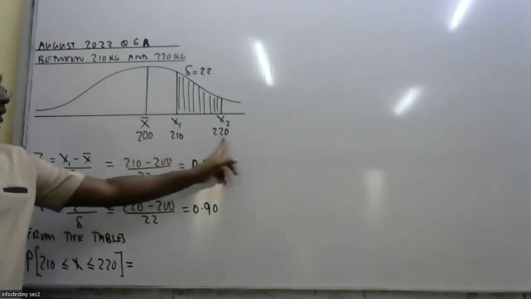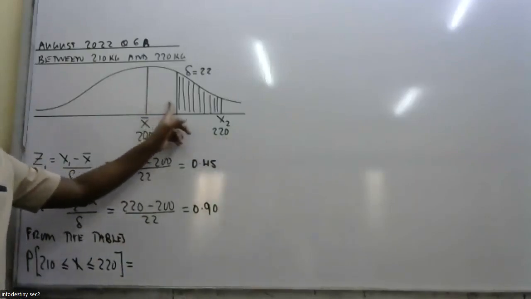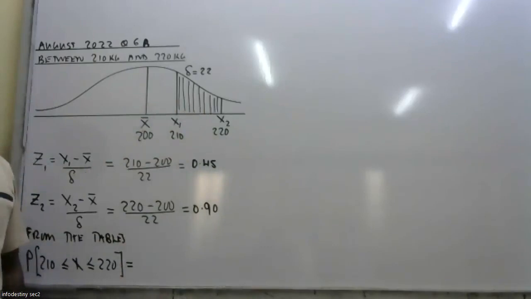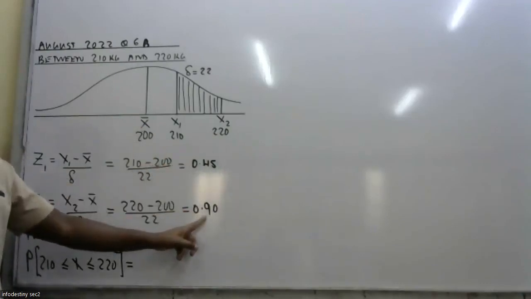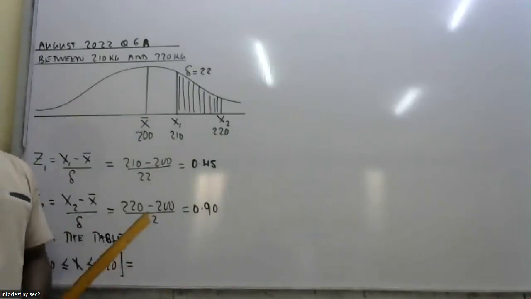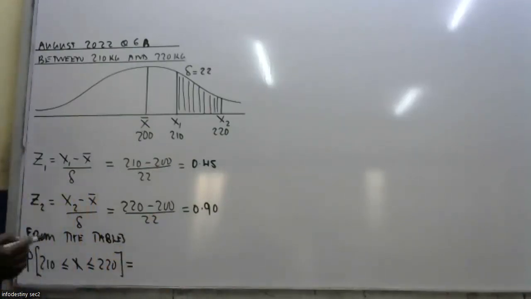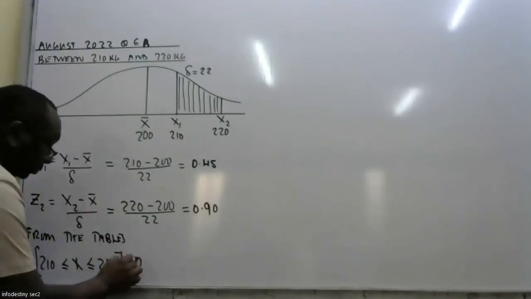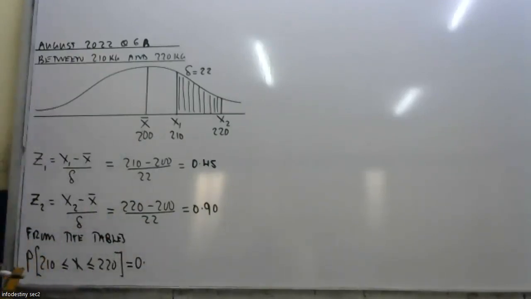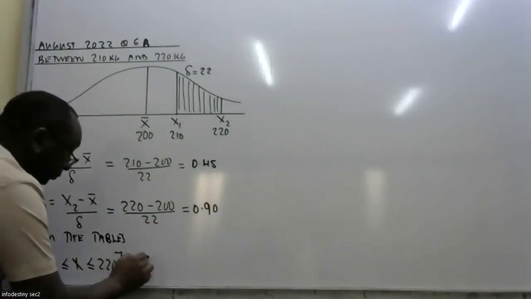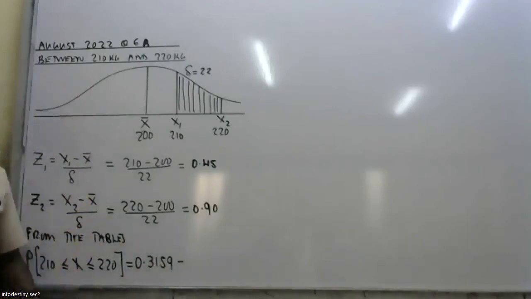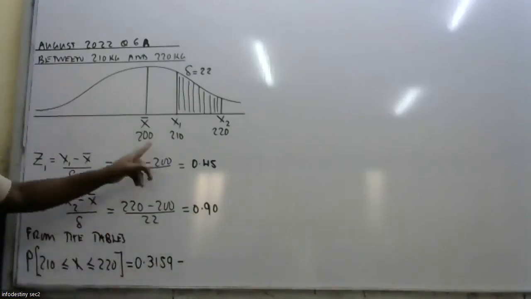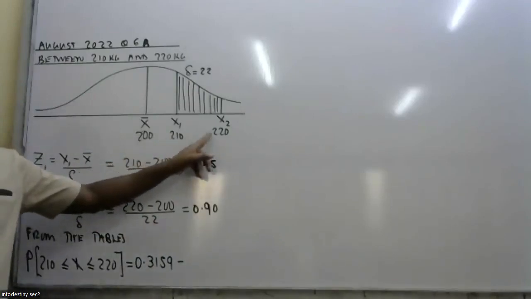It is the whole of this. See what you get? We subtract this one, so that we are left with what we want. Have you understood that? So now we are going to start with this 0.9. Go to the table and read 0.90. You are getting 0.3159. This 0.3159 is the probability from 200 to 220.